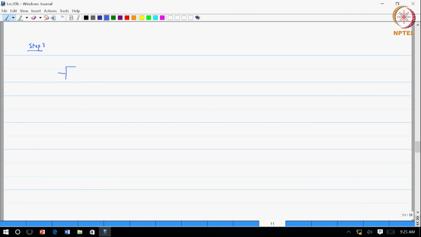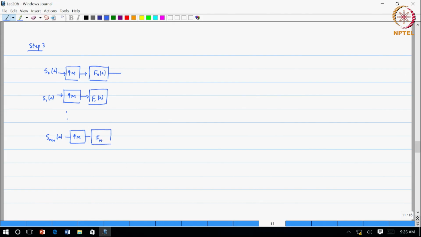So, in the general case, we get upsampling by a factor of m followed by f naught of z, okay, and upsampling by a factor of m followed by f1 of z. Okay. This is S naught of z, S1 of z, up to Sm minus 1 of z. Upsample by a factor of m, this is Fm minus 1 of z.